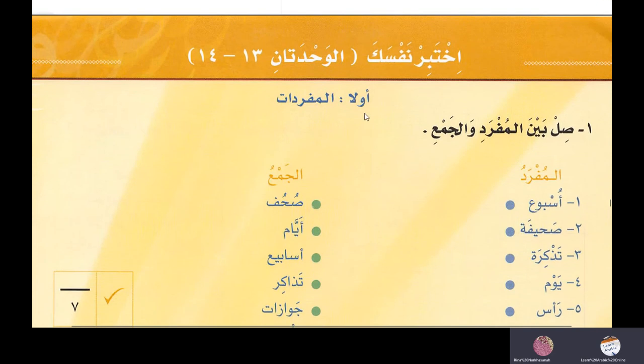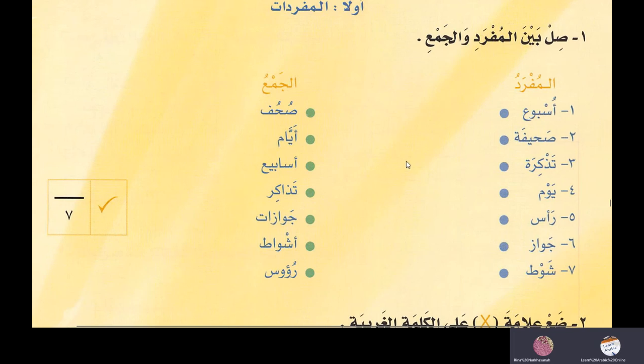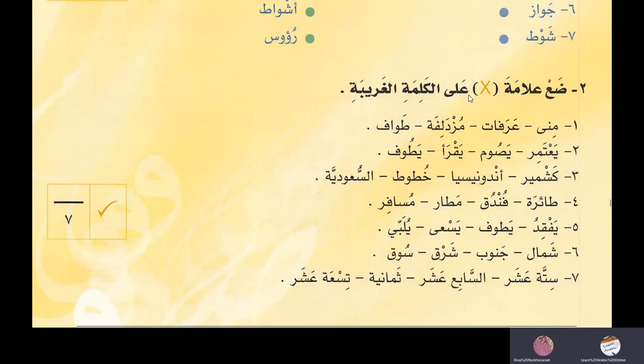Then you have a question paper, vocabulary. You will join the singular with the plural, okay? Then you will put an X mark on the strange word: Mina, Arafat, Muzdalifa, Tawaf. So Mina, Arafat, Muzdalifa are the same. Tawaf is different. You will put an X mark here. You have four options. The word which is different, you will put a cross mark on it, okay?